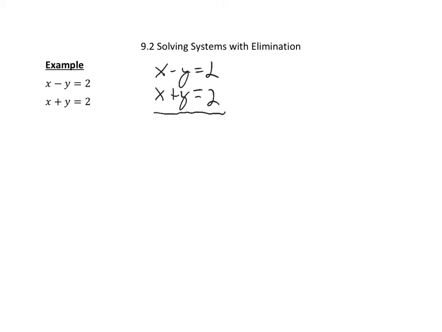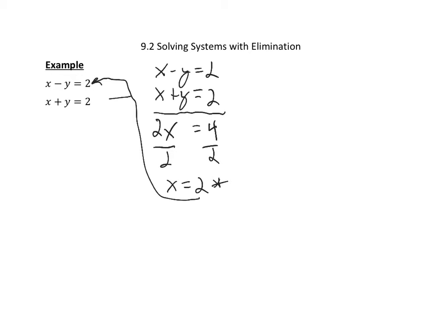So if I combine x with x, that would be 2x. Negative y and positive y would cancel out. 2 and 2 makes 4. So 2x equals 4. And if I divide by 2, that tells me that x equals 2. That is the x coordinate of the solution. X is 2. Now I can take that and plug it in to either one of these to find y.